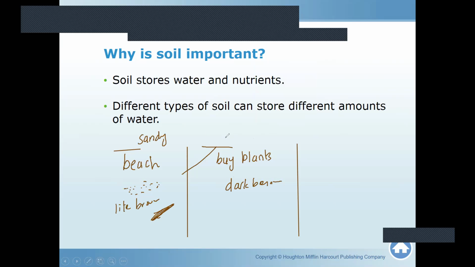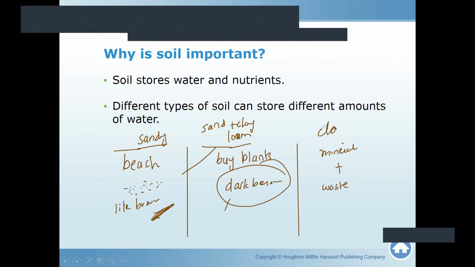This is sandy soil. This is called loam soil, which has a mixture of sand and clay. Clay means all those minerals, the small rocks, and the waste from animals, what they take out as stool, that is mixed with the sand to make a good soil. That is called loam. We have sandy, we have loam, and we have clay. And something which is extra is called humus.